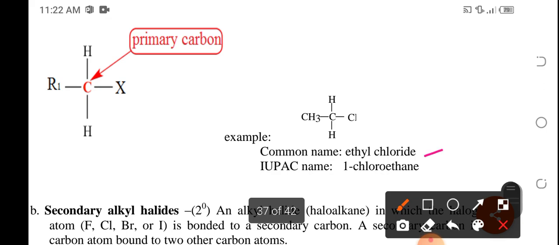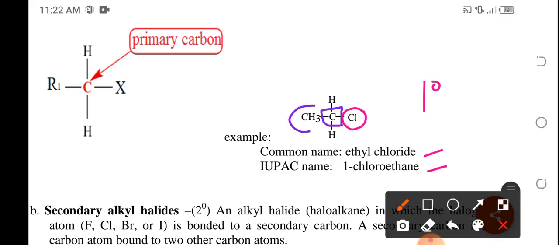This ethyl chloride, or having an IUPAC name 1-chloroethane, is classified as a primary alkyl halide. Kasi reference natin, tingnan natin yung halogen. Naka-attach siya sa carbon atom na ito. At yung carbon atom na yan, iisa lang yung carbon atom na naka-attach sa kanya. That makes it primary. The rest are hydrogen.